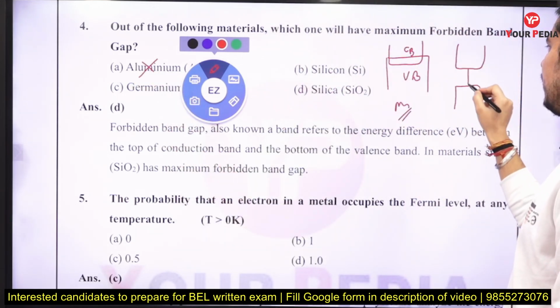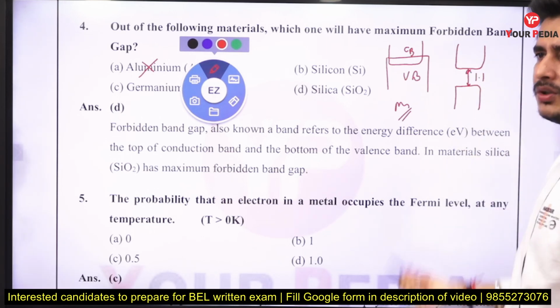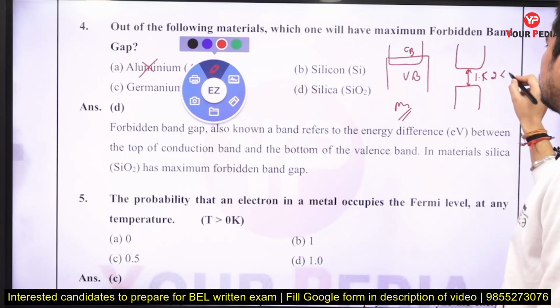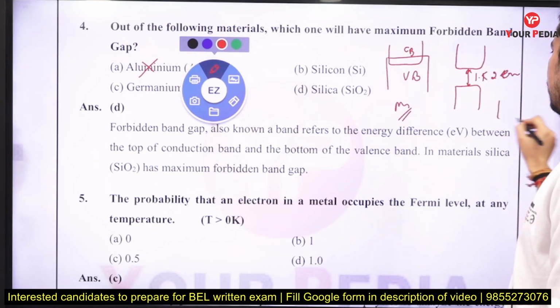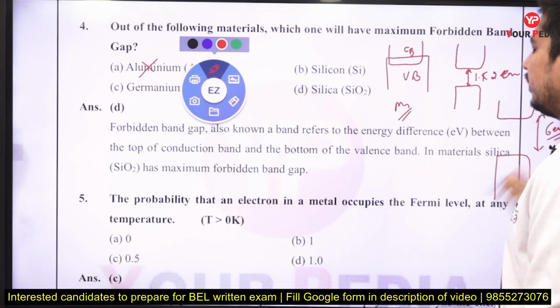Semiconductors have a band gap of around 1.1, 1.2, 1.3, or you can say from 1 to 2 electron volts, and inside the insulator this band gap is very high, around 6 electron volts or greater.